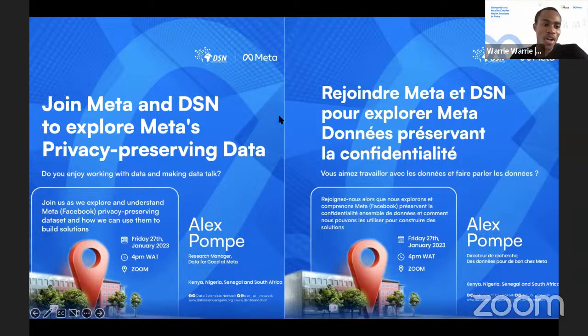For this session, and for the hackathon we also did, we practice and build solutions using Facebook mobility data to provide health intervention solutions. Today we'll be exploring Meta mobility datasets and how to apply them to build solutions. Our speaker today works with the Data for Good team at Meta, and he will be giving us first-hand information about Meta's privacy-preserving data. I hope you are all excited to learn today.